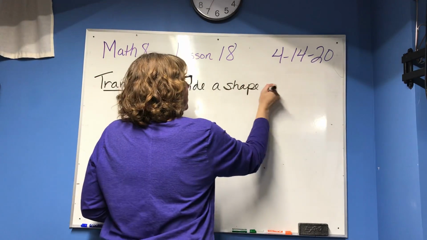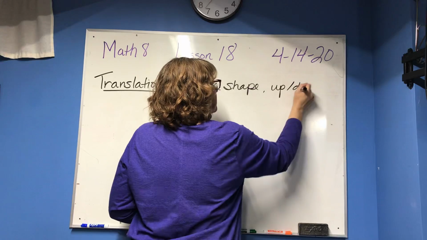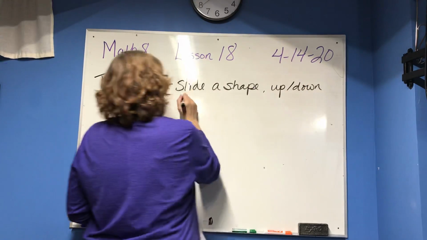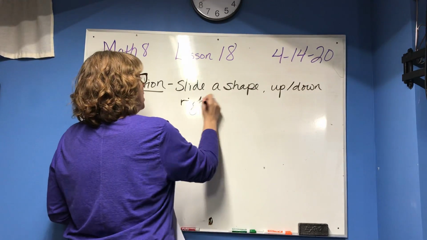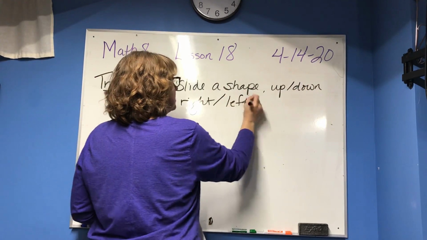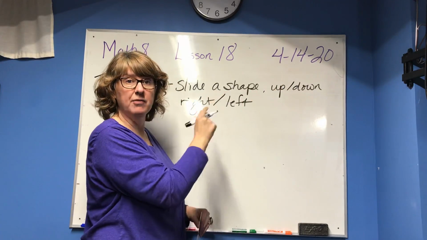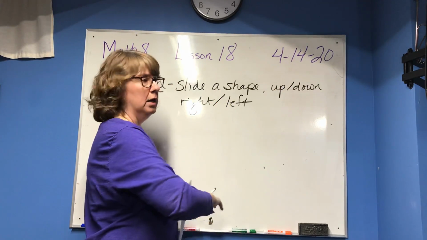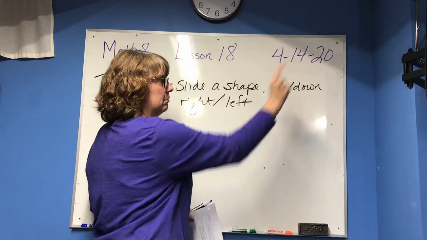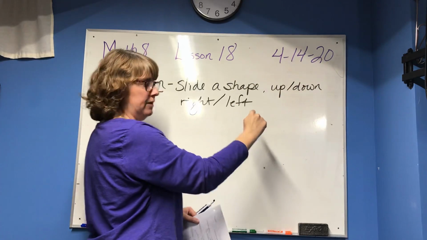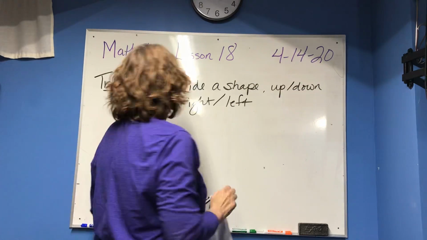So a translation is when you slide a shape. So you can go up, you can go down, you can slide it to the right, you can slide it to the left. You can combine up, down, left, and right. That would give you like a diagonal, right? If you went up and right, the shape would go that way. If you go down and left, the shape would go diagonally that way.